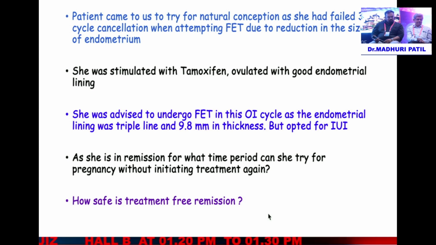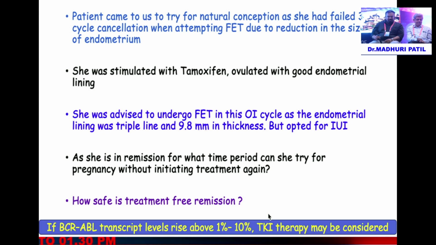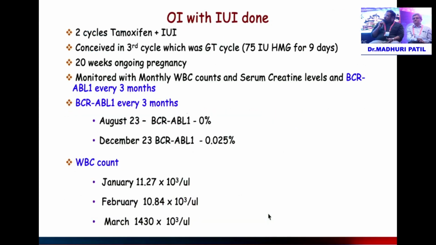She's 20 weeks now, ongoing pregnancy. So how safe is the treatment-free remission in these patients? The safety basically depends upon the BCR-ABL ratio. If you look at the data available, usually around 50% of patients will relapse within the first 1 year of TFR. That is what has been seen. So that means she has a 50% chance that she may relapse at 1 year of TFR.